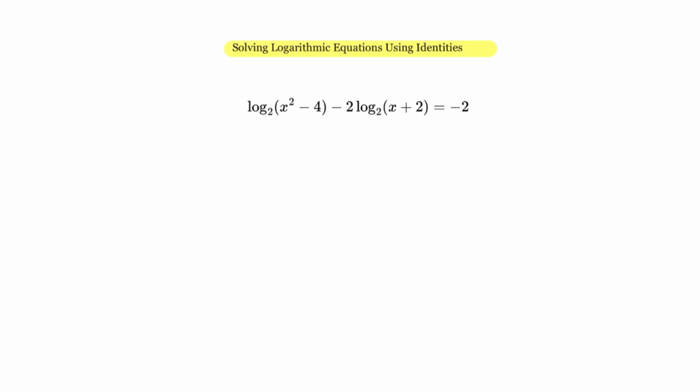Today we're going to cover how to solve logarithmic equations using identities. You can refer to my videos in my short section to learn about those.